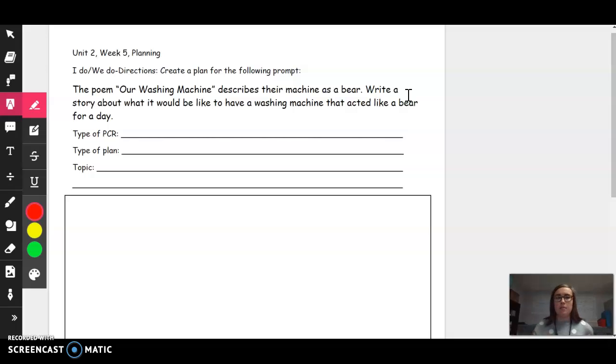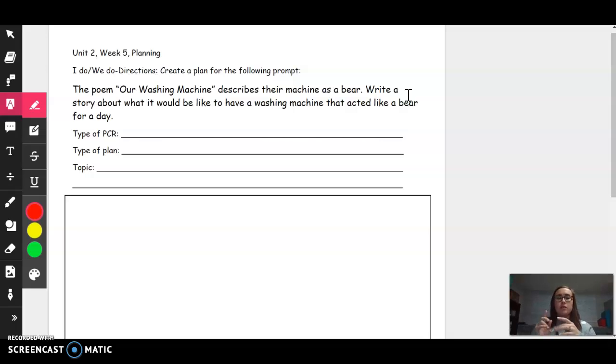So right here on Cami, I have our prompt that I am going to do for you guys as an example. Okay, and to do that, I am first going to analyze the prompt. Those four steps that we have always done. So read the prompt, and then we're going to box in prompt words. The prompt words are a little different, okay, and I have that on your assignment too that you could look at. Then you're going to underline the topic, and then you're going to circle keywords, okay?